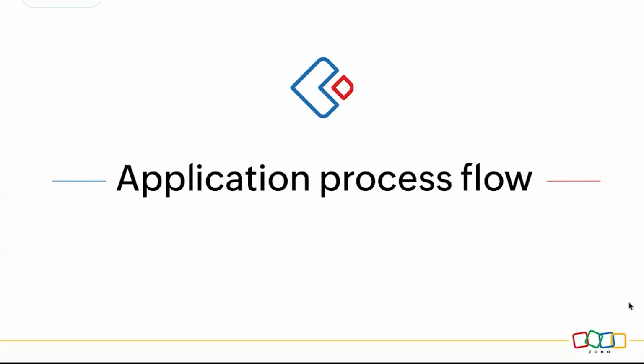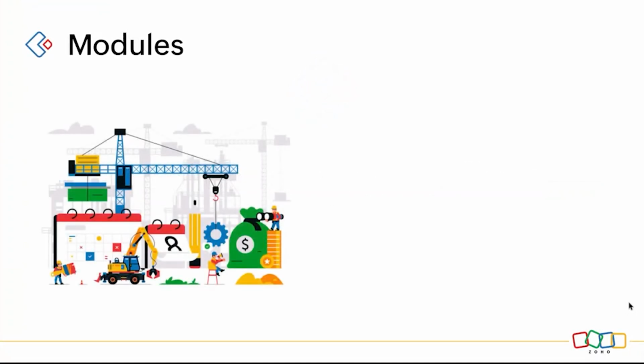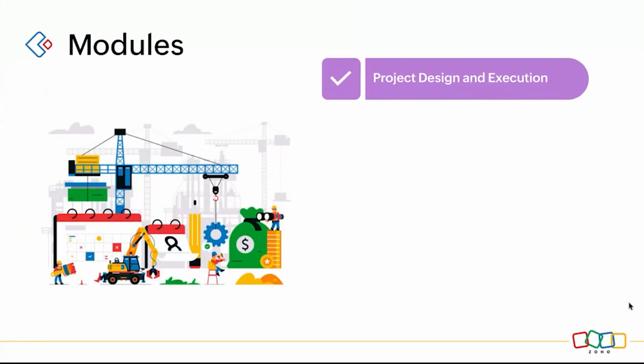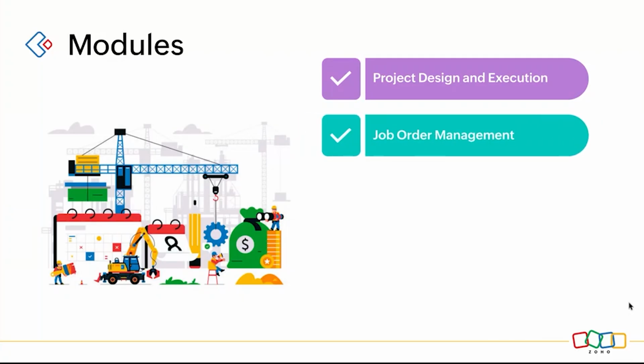Now let's start with the application process flow. Here we have segregated the process flow into different modules. The first module is going to be project design and execution, where the project initiation, construction plan, and assignment of the project to the stakeholders, all those kinds of actions, will be happening. And the second module is going to be job order management.